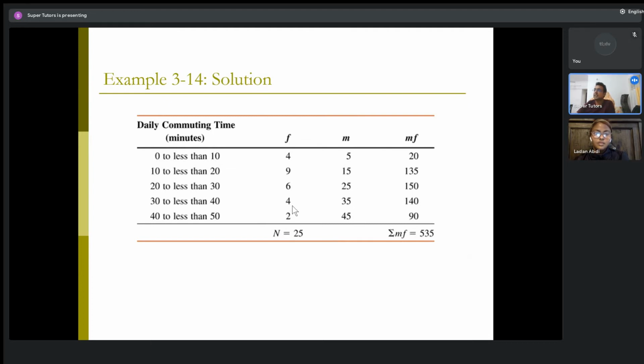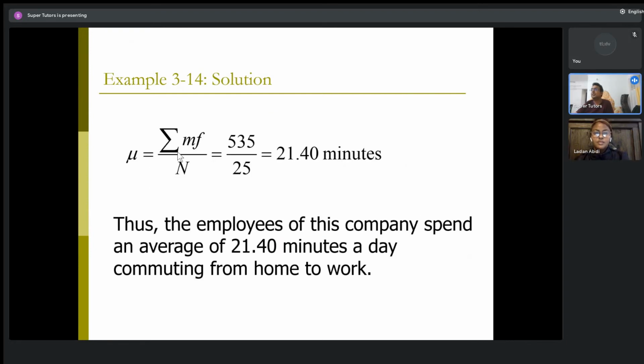You already have the frequencies. So you have to find the summation of MF. And we said in chapter 1 that whatever has a summation symbol next to it, you find that as a different column. So you find all the values of MF. You multiply each M with the F, go on finding the products, if that makes sense. And then add these up, it gives you how much? 535. Makes sense? So summation of MF over capital N is 535 divided by 25, which is 21.4 minutes.